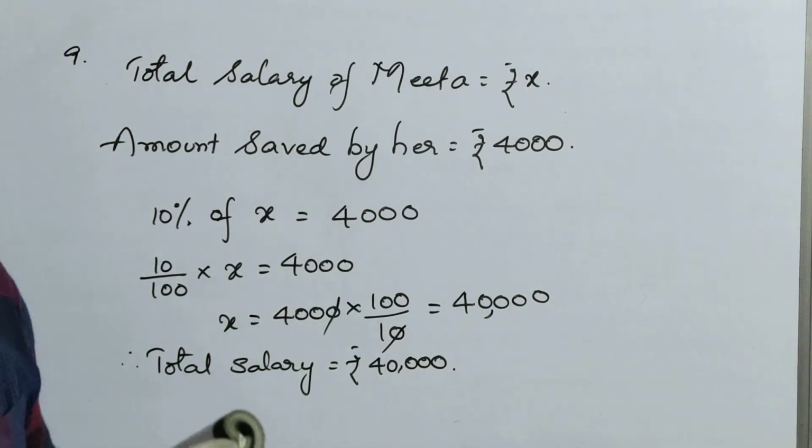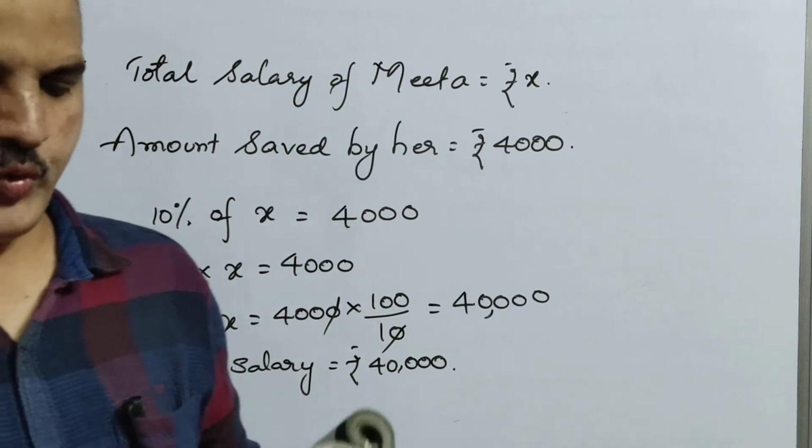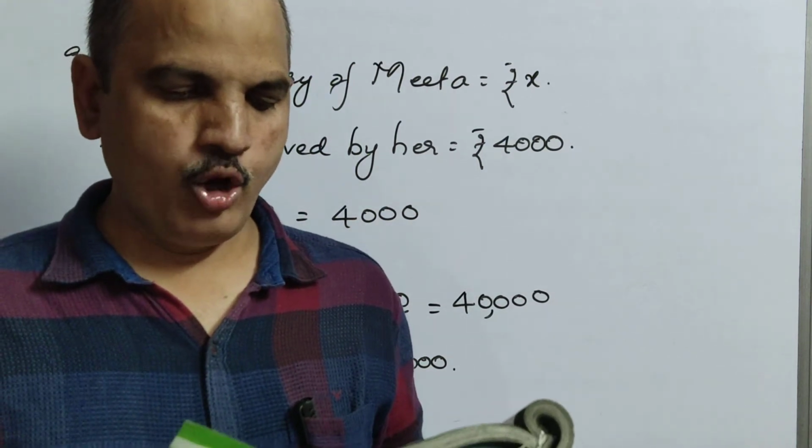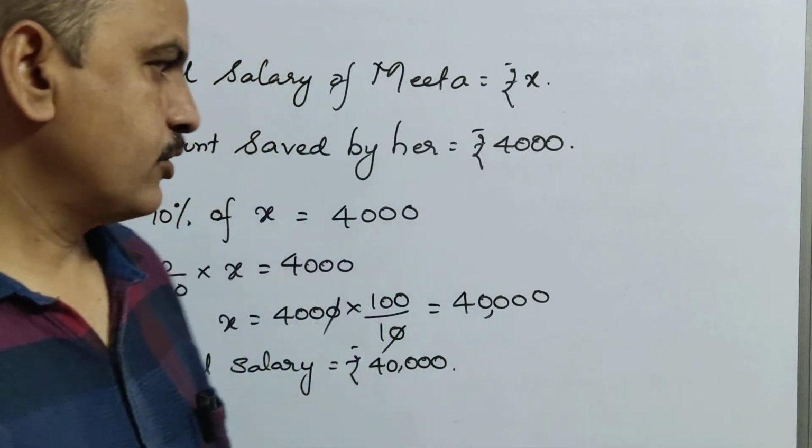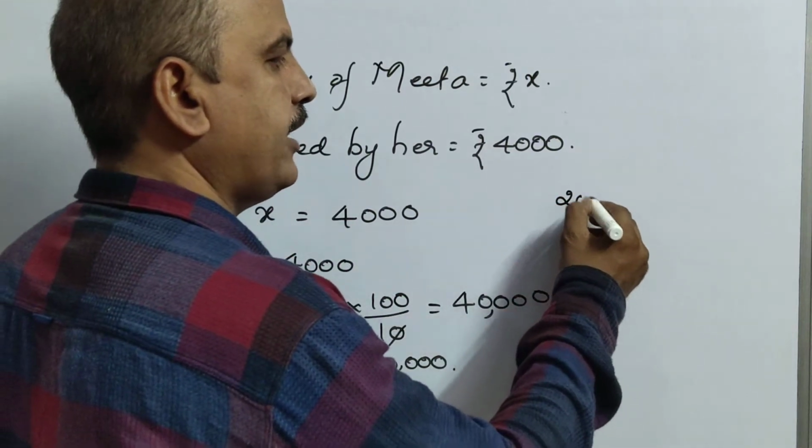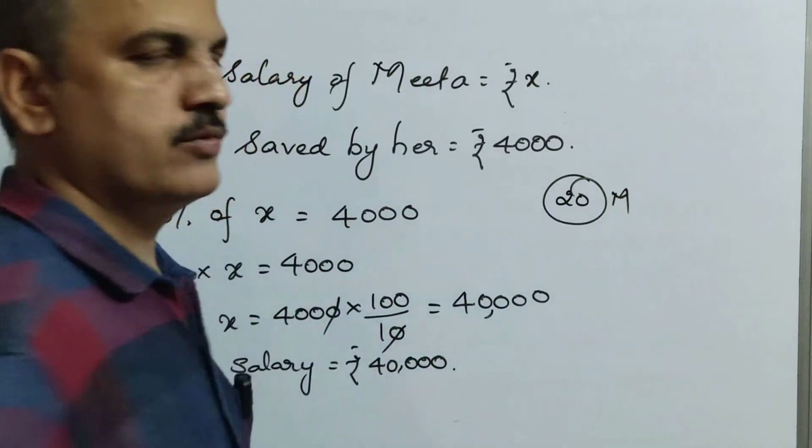I'll give you the 10th sum for your homework. Why can't you try? It's very easy. I'll explain here. A local cricket team played 20 matches. So how many matches did the local cricket team play? 20 matches.